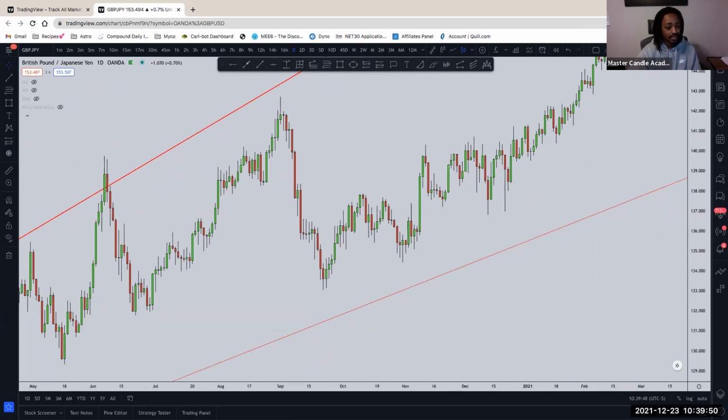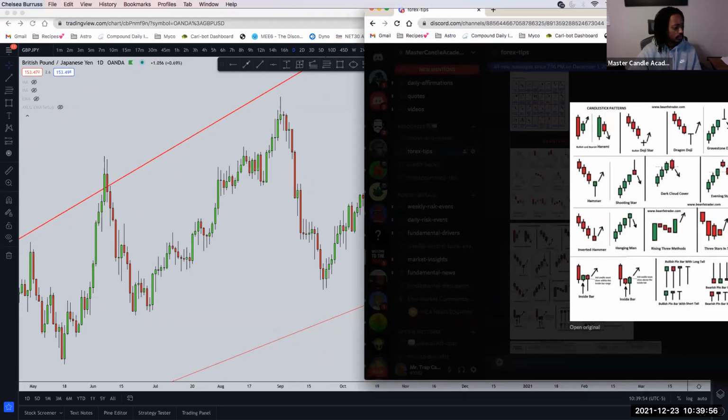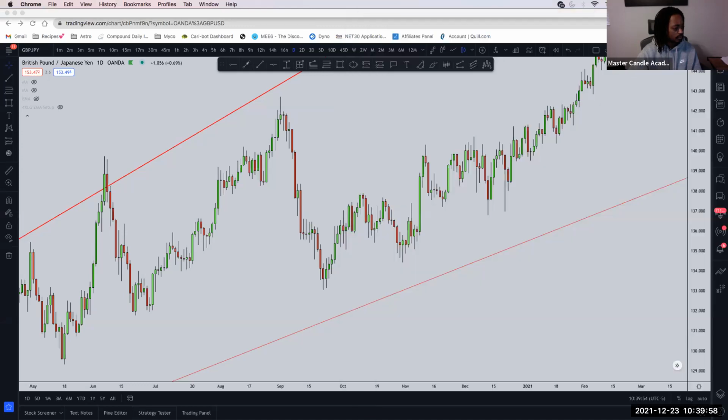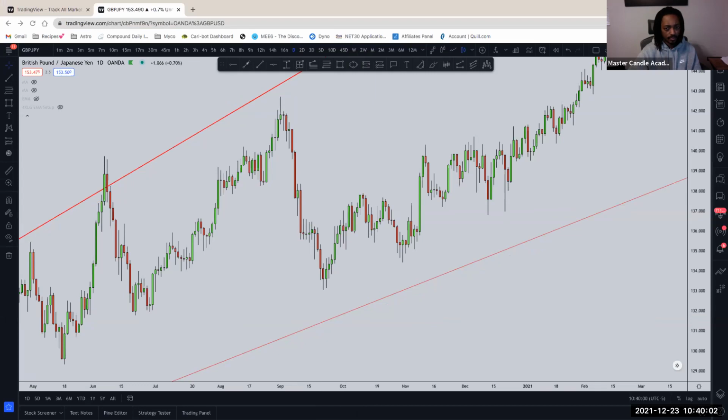So in this example, let's see if I can get it. It's messing up. Sorry, one second. All right, Discord wanted to just glitch out on me.